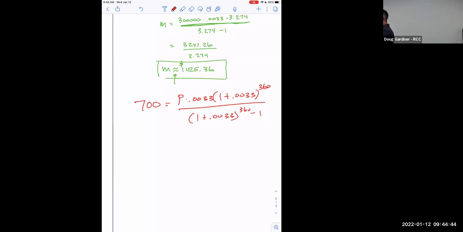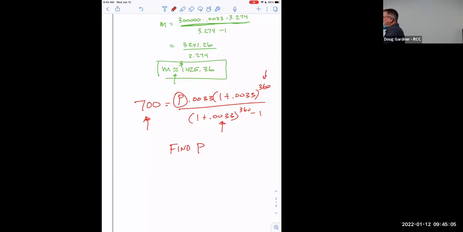The bank says, oh, you make $2,100 a month, then you can pay $700 a month. And the interest rate is 4%, and you're going to pay it off over 30 years. Does it make sense that we need to find P? In other words, how much of a house can you afford? That's actually what happens in the real world.